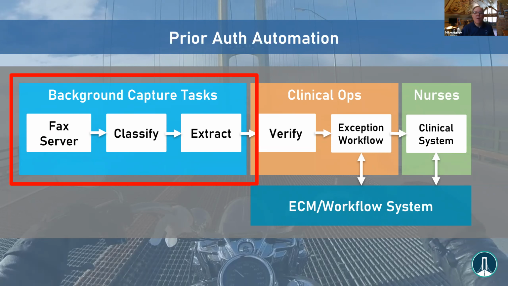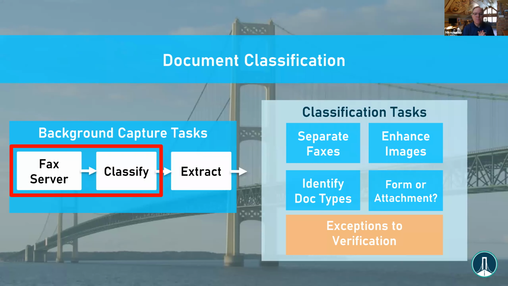Great. So let's talk about the first capture task, which is classification. Classification is identifying the document type. So you might have a form, page 1, page 2. You might have medical information, lab results, x-rays, all that kind of stuff. We want to identify those different documents. We capture them directly from the fax server and bring them right into the classification engine. That classification engine will separate faxes. Sometimes a doc will send several members' worth of information to the health plan. We need to separate those so that they're each handled individually.